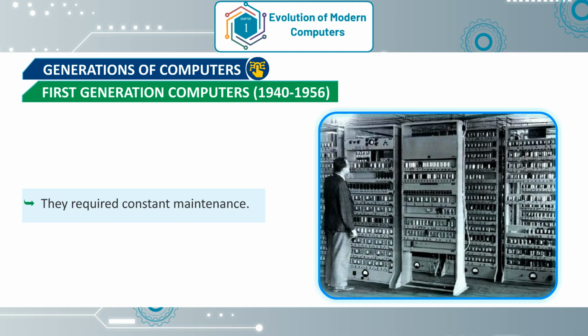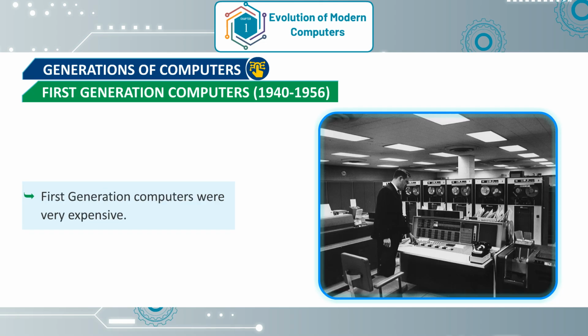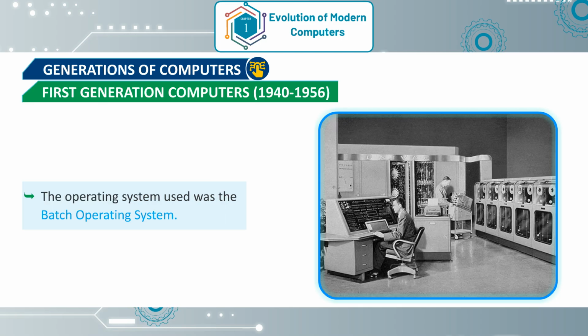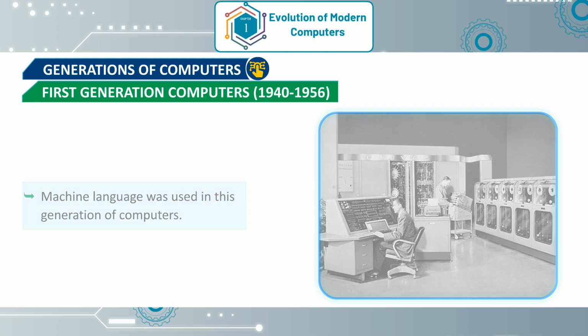They required constant maintenance. First generation computers were very expensive. Punched cards and paper tapes were used to input data. Magnetic tapes were used as secondary memory. The operating system used was the batch operating system. Machine language was used in this generation of computers.